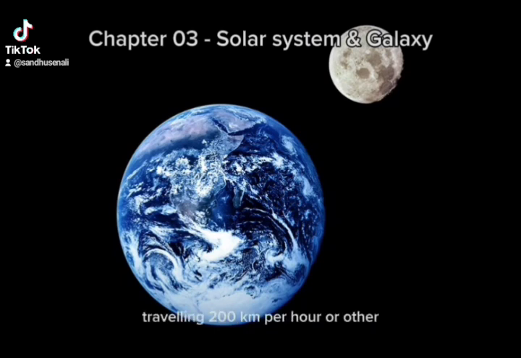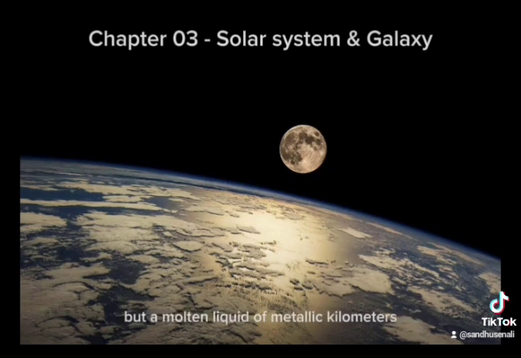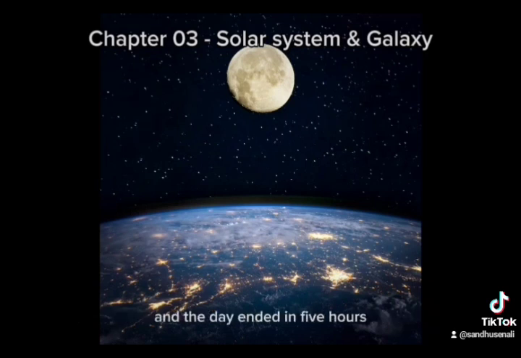Traveling 200 kilometers per hour, our solar system takes 25,920 years to orbit the galaxy. Earth, a molten liquid of metallic elements, was only 12 times hotter than the boiling water. The Earth moved at a speed of 30 km per second, and the day ended in 5 hours.